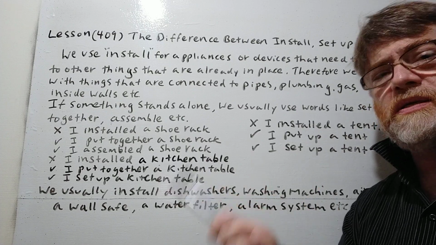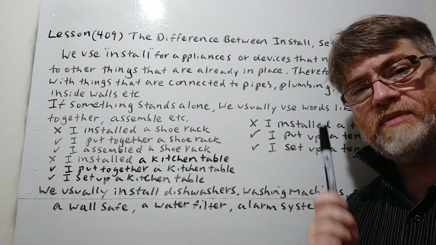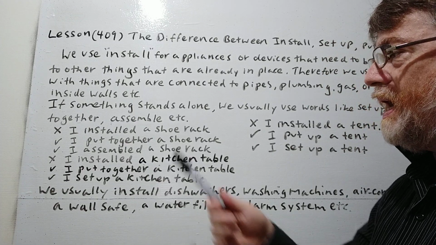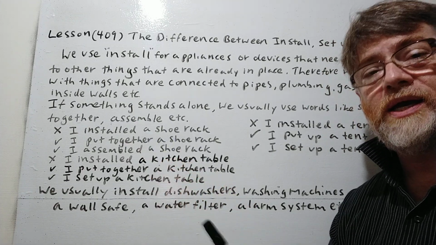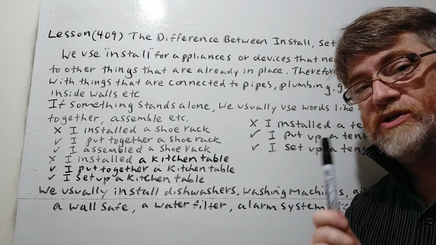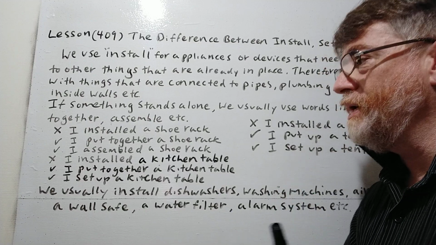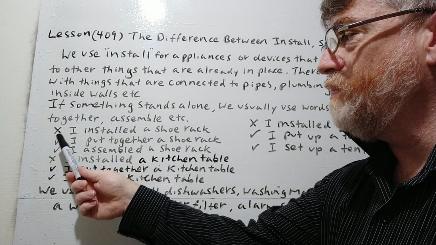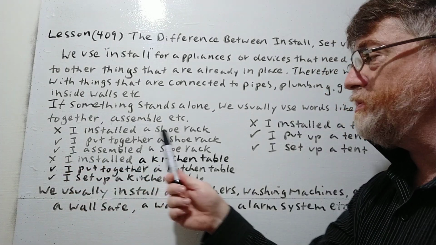All right, so here are some examples where students might commonly make a mistake. I installed a shoe rack. No, a shoe rack's not attached to anything, so with a shoe rack you should never use install. So here, with the check, of course, this one would be correct: I put together a shoe rack.